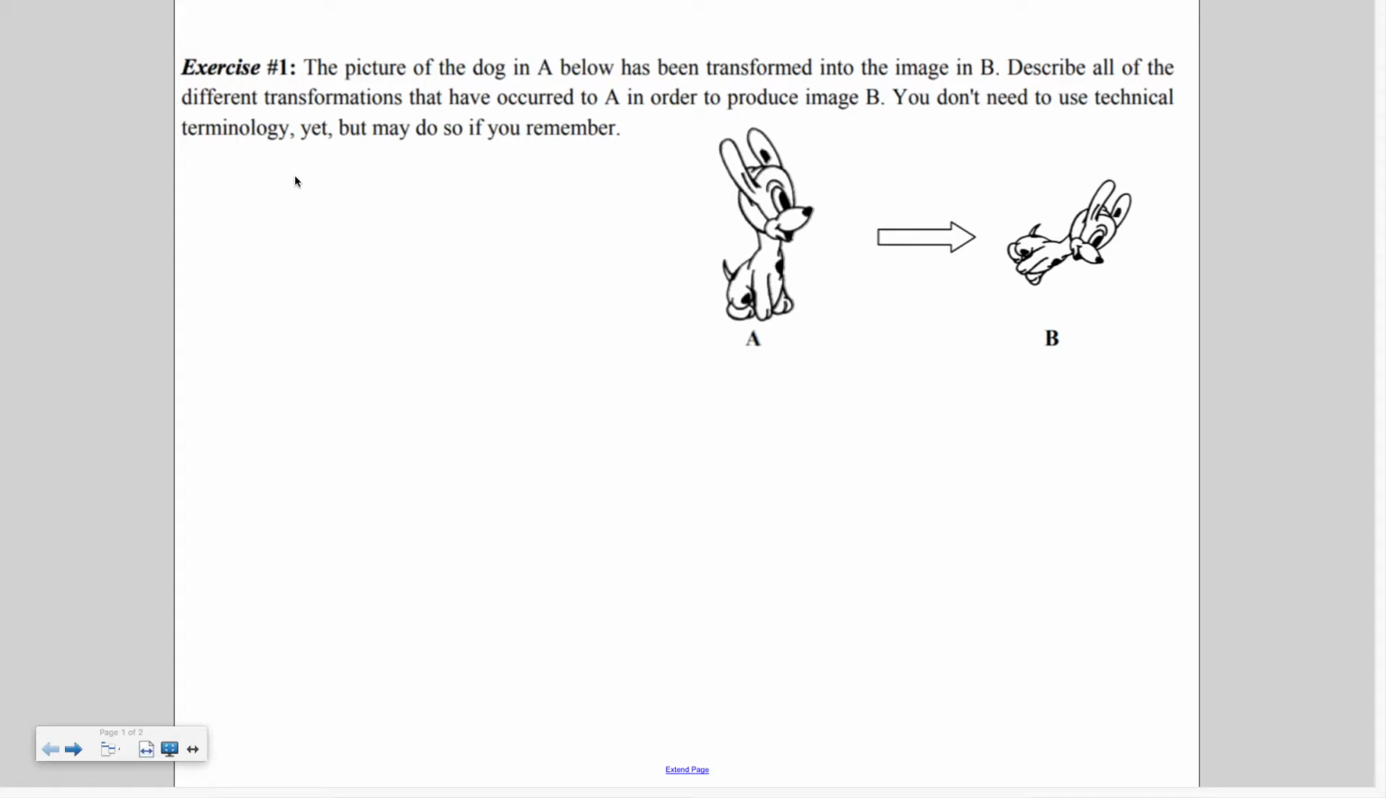Okay. Notice that picture A, something happened here. I can use this program here and just go like this. Here's picture A. Now, what did I do to picture A to get to B? Well, first, a very obvious one: one is smaller than the other, correct? Picture B is smaller, image B is smaller. So I'm going to make that smaller. That's my first transformation. I'm going to make it smaller.